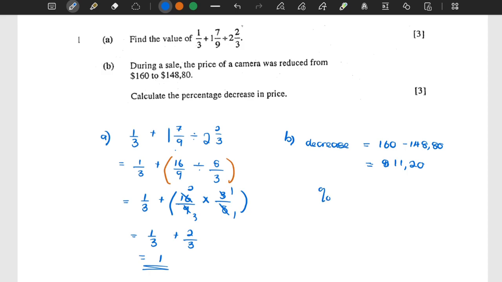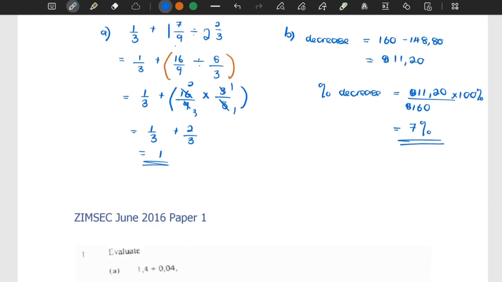So percentage decrease will be the decrease itself divided by the original price, which is 160, times 100%, which is going to be 7% decrease.